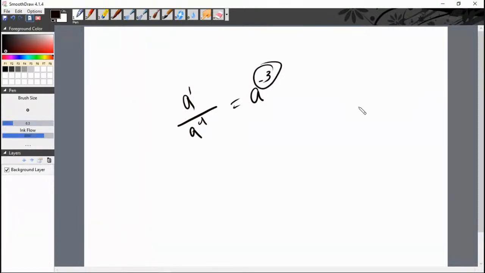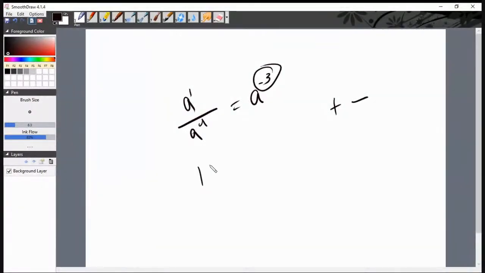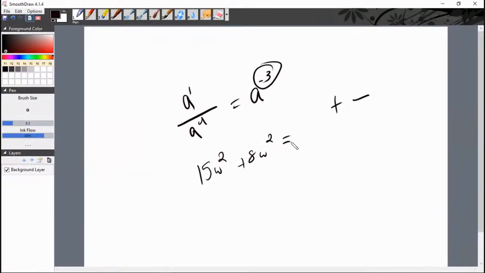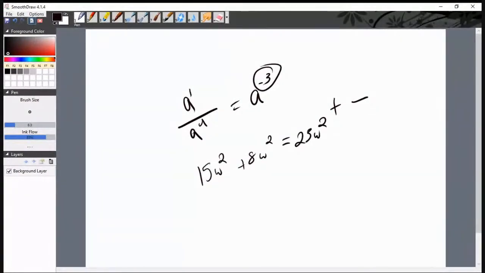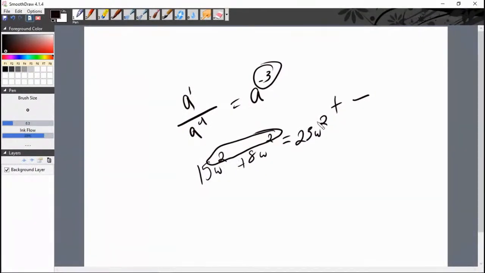So when you're working with these problems, if you're adding or subtracting, the exponents carry over, right? You don't add them. They just carry over. So for example, when you look at number 6, 15W2 plus 8W2, the answer is 23W2. You didn't add the exponents. If they're like terms, then you carry it over. If they're different exponents, then you don't do it.